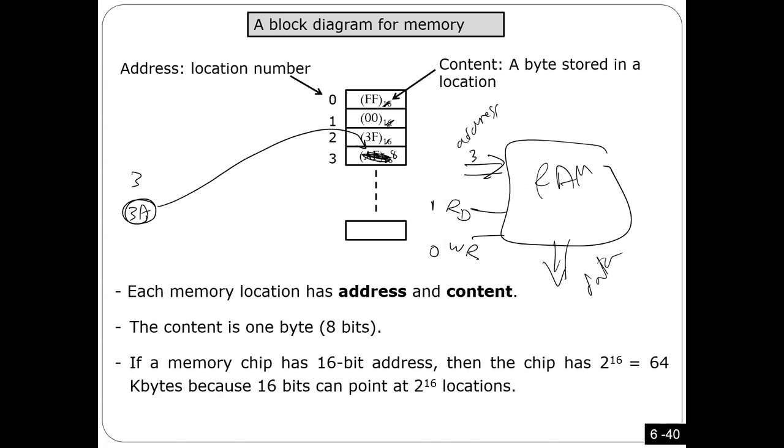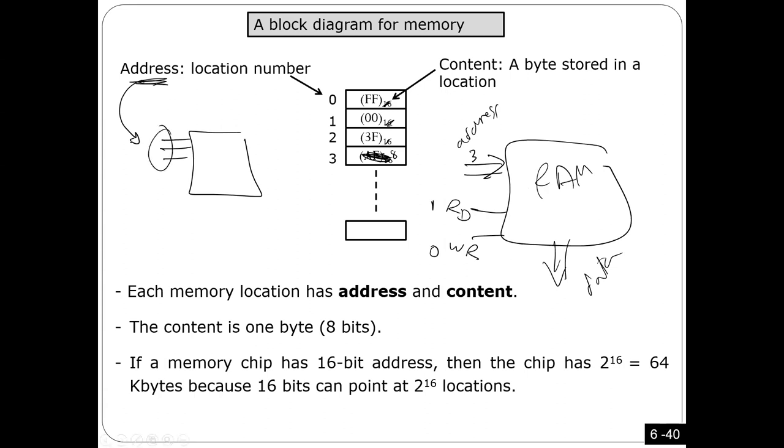So for addresses here, if you have a memory, listen to me. If you have a memory chip, and I have only 3 bits for addresses, how many locations? There is a relation between how many locations we have, how big the memory is, and the number of bits in the address here.